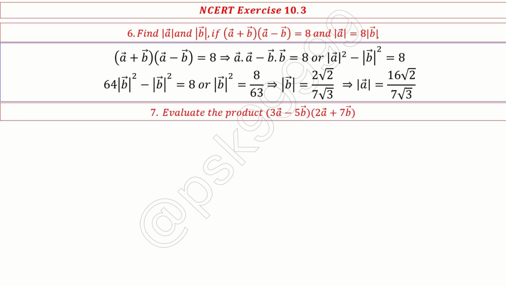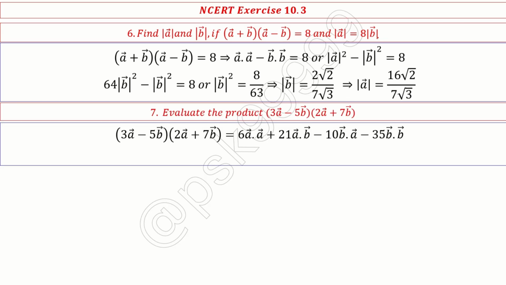evaluate this product. This is again, just like any other polynomial multiplication you do, you multiply it. Okay. Once you know this, A dot A is magnitude of A square, A dot B remains A dot B, and B dot B is magnitude of B square. So it's like this. The angle is not given, so you cannot find the value of A dot B. So leave it like that.